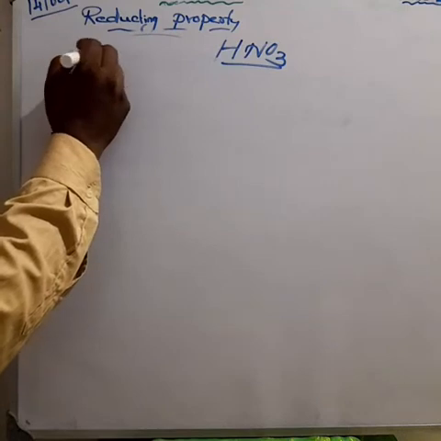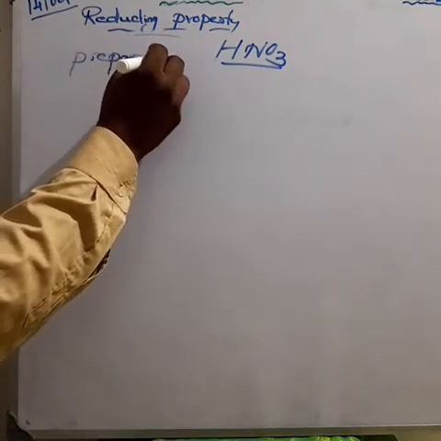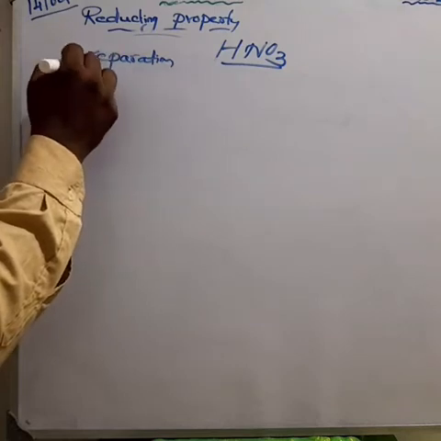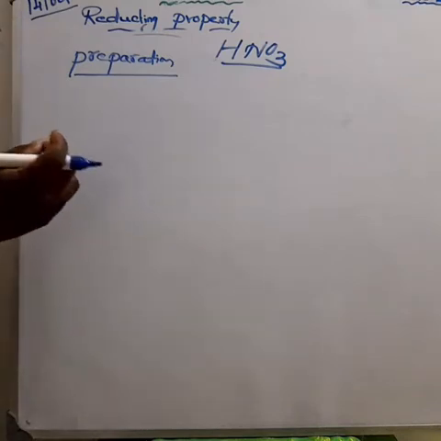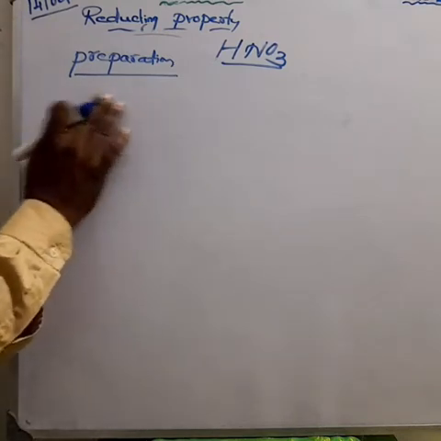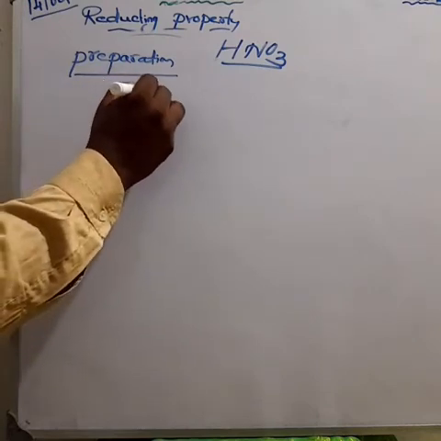Before that, we have to learn about the preparation of nitric acid. Here we are using two preparations. One is the laboratory preparation. Another one is the commercial method of preparation. What is the laboratory preparation? We are taking an equal amount of potassium nitrate.